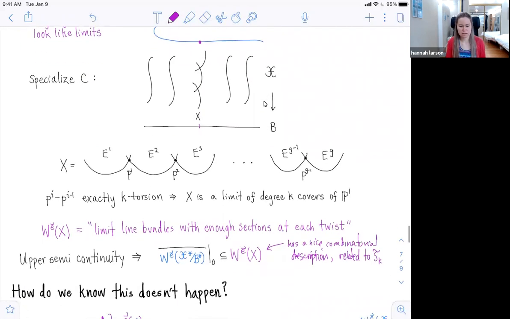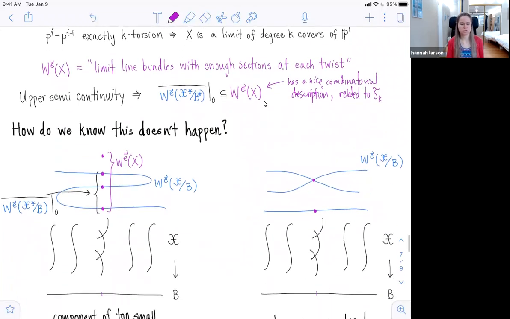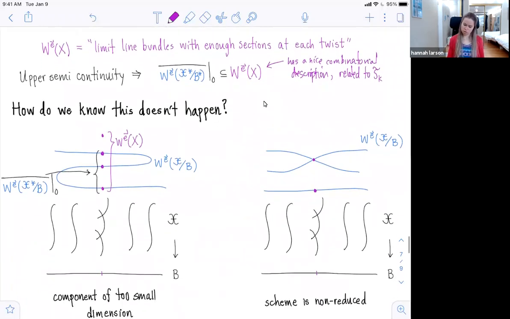And that is not enough to tell us what we need, because the pictures could look something like this. So on the left, maybe W^E is too large because it has the wrong underlying set. And you'll notice that corresponds to there being a component of the total space of this family that is too small. And then on the right, you can see we still have issues even if W^E has the correct underlying set, you could have a problem if the central fiber is non-reduced.